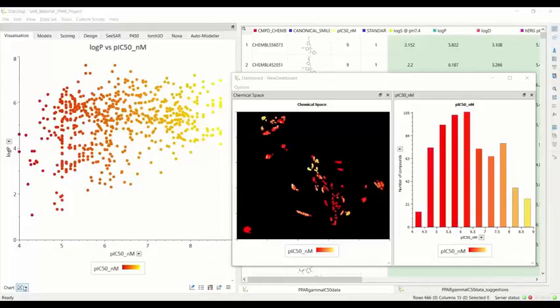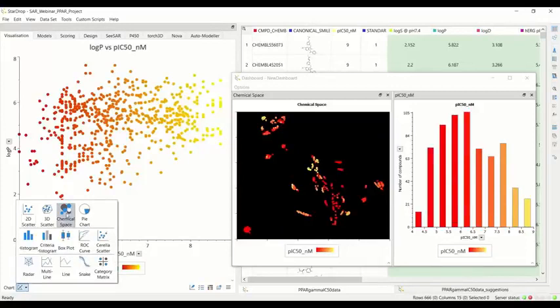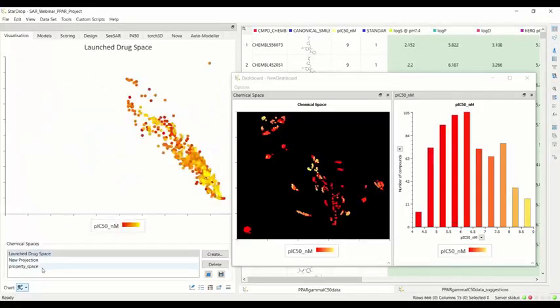But I can also show you that a chemical space plot can be created from properties. We provide a launched drug space, which is based on 1,300 compounds. And you can see the distribution of the points within this data set looks completely different when plotted in a launched drug space compared with a chemical space, which is created only using the compounds in my data set.